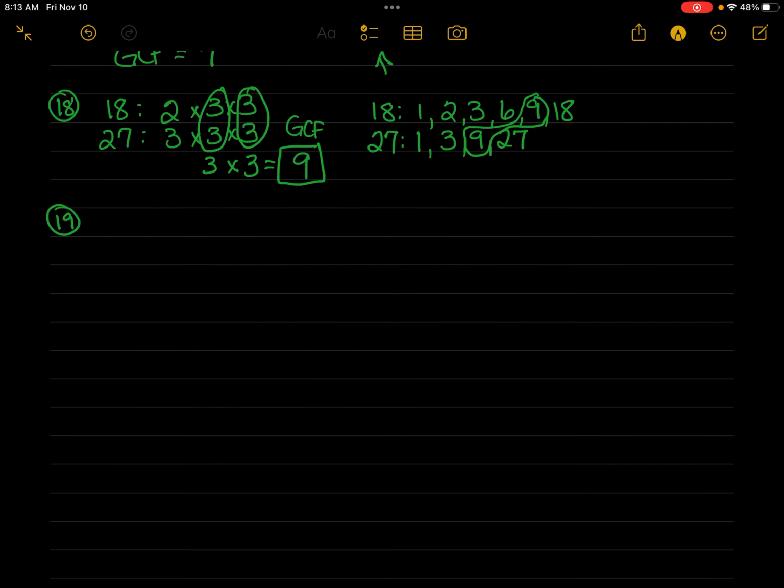It's the same answer. Okay, number 19, we have 12 and 20. So for 12, we get 2 times 2 times 3. And for 20, we get 2 times 2 times 5. So circle the ones they have in common. And then those are your GCF, 2 times 2. You only write them one time for each circle. So 4 is my GCF.